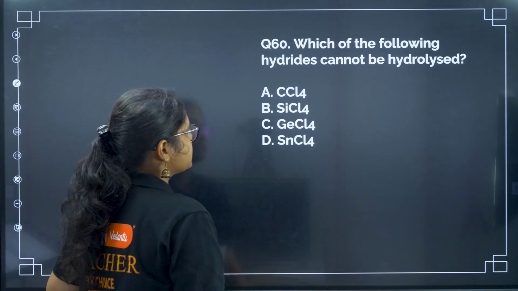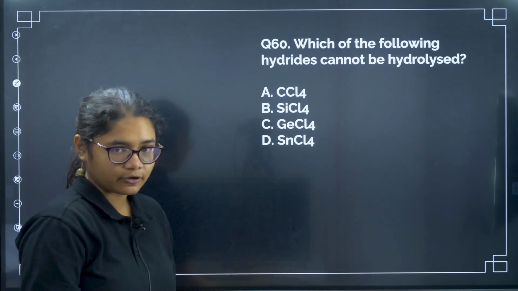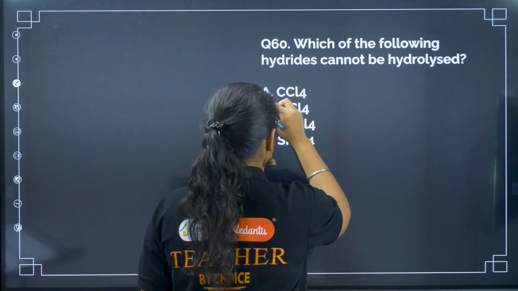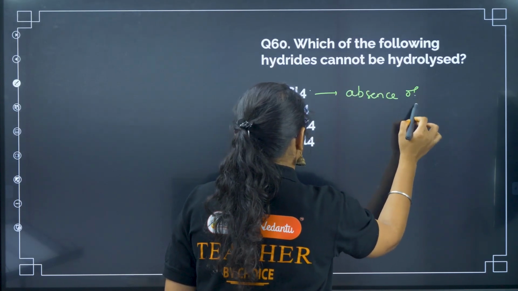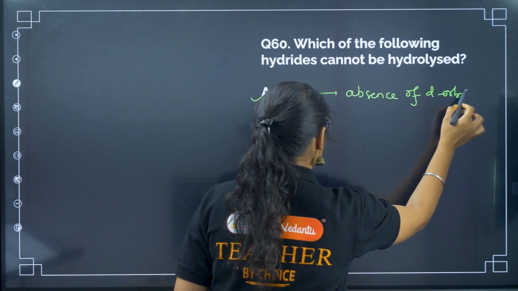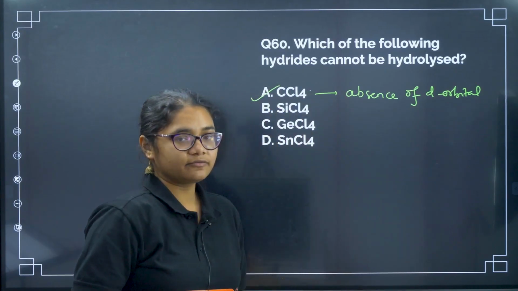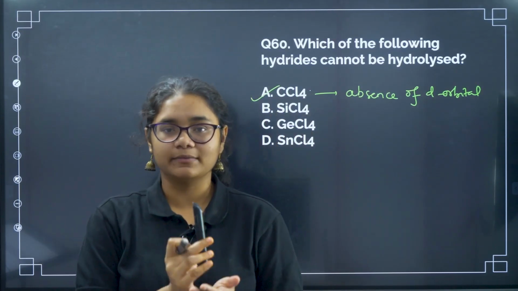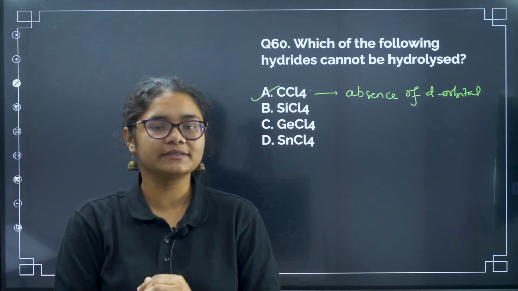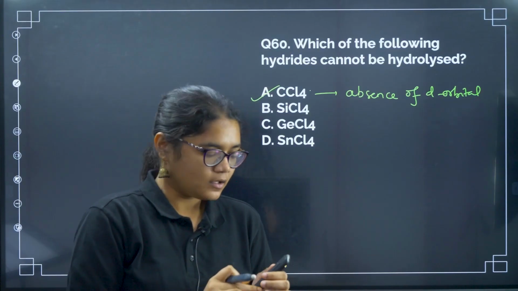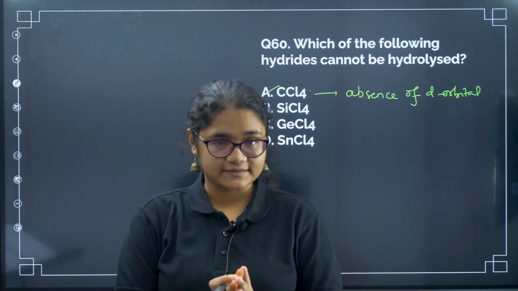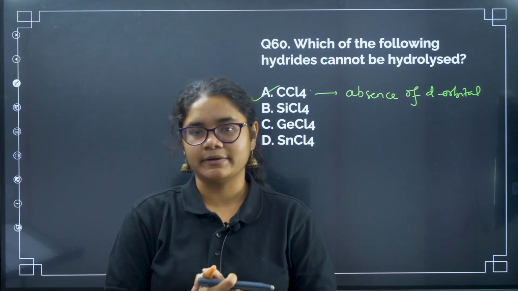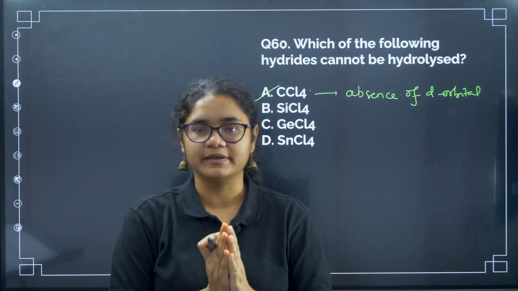So last question, which of the following hydrides cannot be hydrolyzed? So that is your CCl4. This is due to absence of d orbitals. Okay, so we know all the elements of the first period are having some anomalous properties. One of these is this one, that is absence of d orbitals. Okay, so these were the 60 questions that were asked in your KCET 2024 chemistry B4 set.